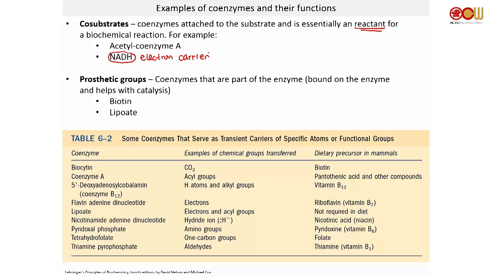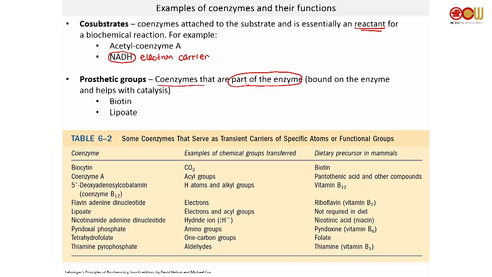Okay? You have prosthetic groups. Prosthetic groups are coenzymes that are part of the enzyme. So they're bound on the enzyme either covalently or through very well associated interactions. For example, very strong electrostatic or van der Waals, that kind of stuff. So prosthetic groups are essentially attached to the enzyme. They don't come off. Okay?